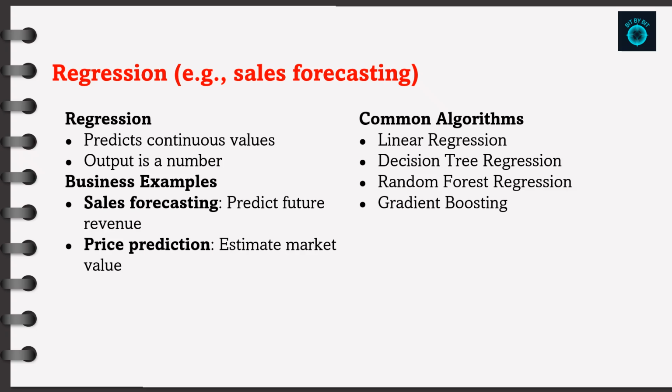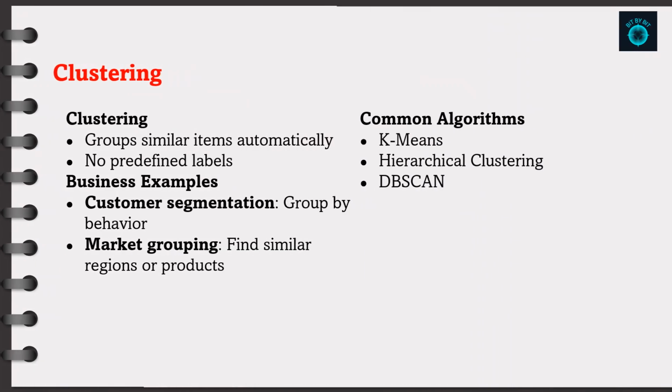Popular algorithms for regression include linear regression, decision tree regression, random forest regression, and gradient boosting methods. These models differ in complexity and accuracy, and the right choice depends on the size of the dataset and the patterns in the data. The main point is, use regression when your business problem requires predicting a number, such as revenue, demand, or cost.